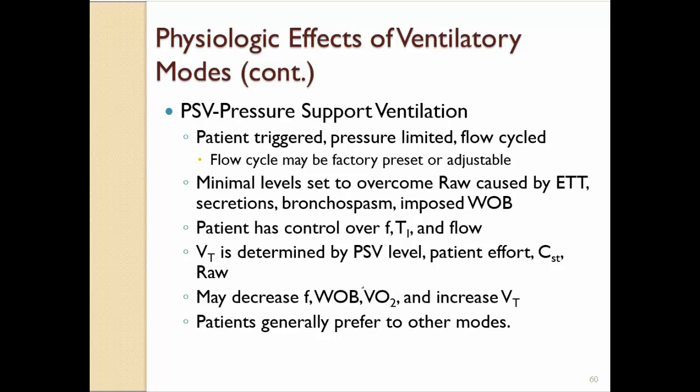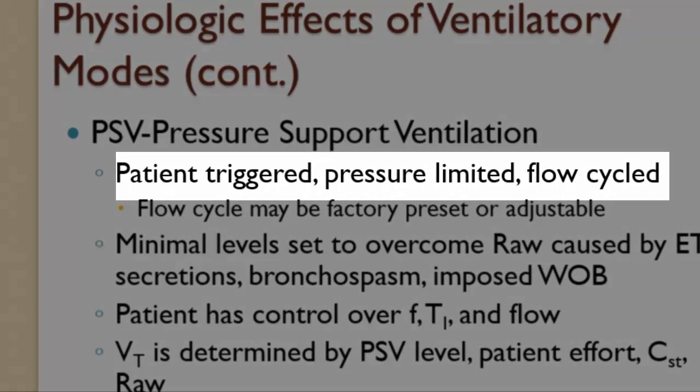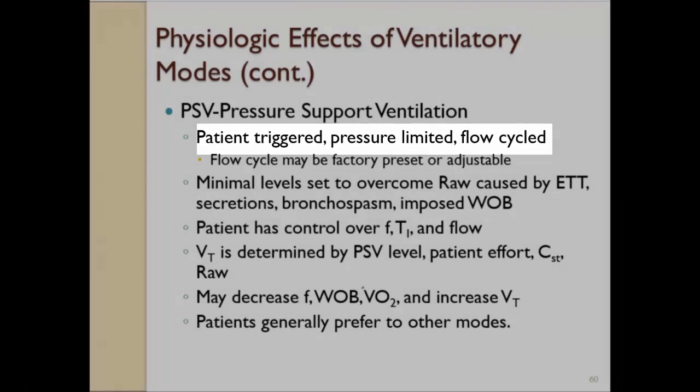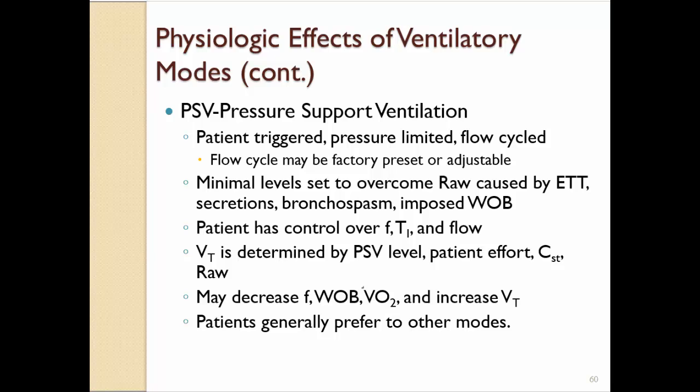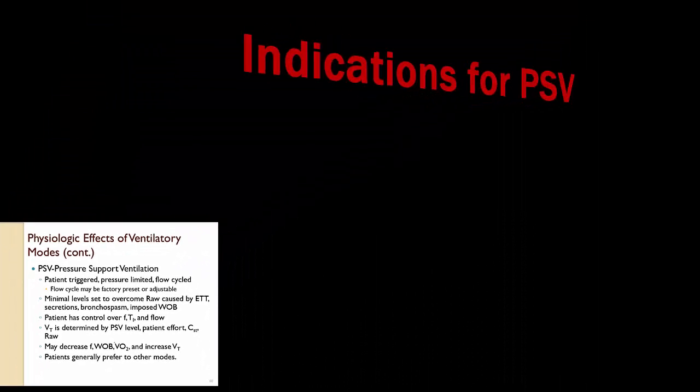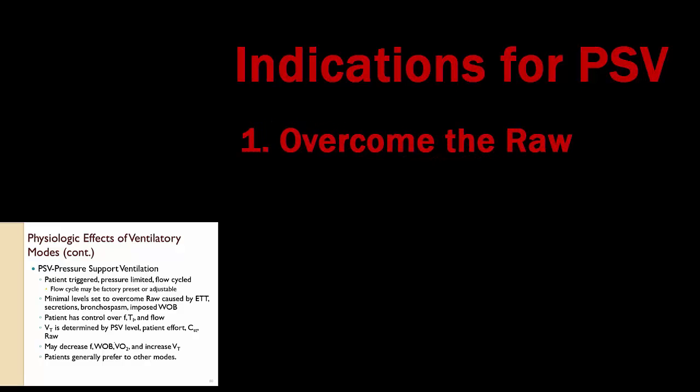Pressure support ventilation, or PSV. This is a spontaneous mode of ventilation. It's patient triggered, pressure limited, and flow cycled. Flow cycle may be factory preset or adjustable. The primary idea of pressure support ventilation is to overcome the work of breathing that may be caused by the endotracheal tube, secretions, or bronchospasm.